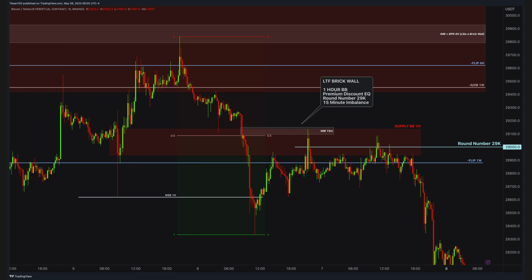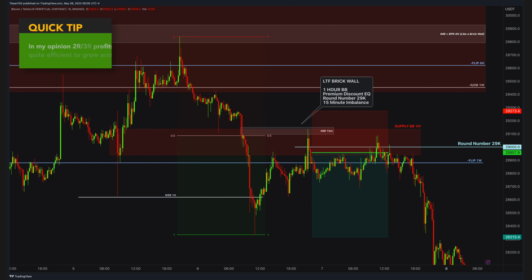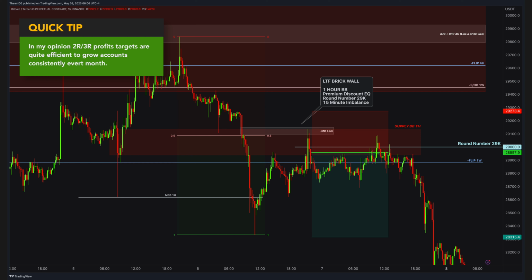A fractal system. A small brick wall system, everything is the same, just the time frames are different. 1-hour breaker block, premium discount EQ point, 29K round number level, and the 15-minute imbalance creates a mini brick wall for us. This is how you take trades, using a fractal system one inside another.